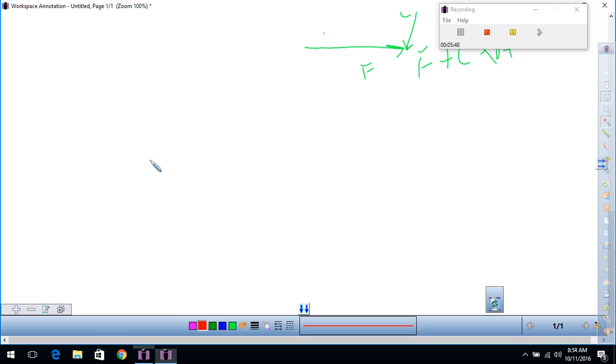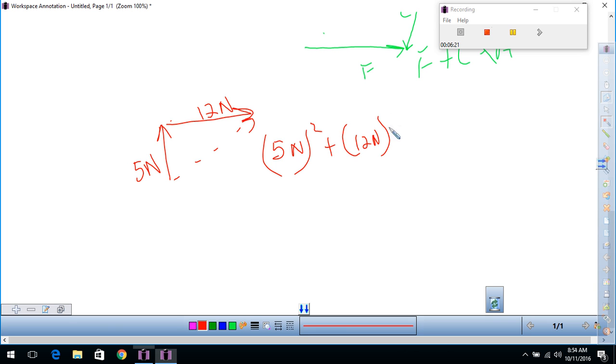Adding perpendicular vectors. So I want to add 5 newtons and 12 newtons. So I have 5 newtons, and then I have 12 newtons. 5 newtons is to the north, 12 newtons is to the east, so their sum is going to be Pythagorean theorem. 5 newtons squared plus 12 newtons squared. I believe that's 169. Square root of 169 is probably 13.